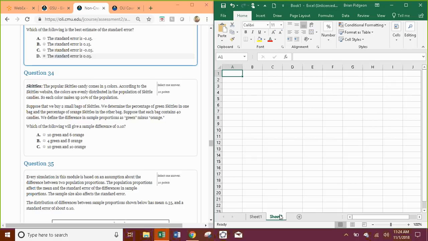So they buy 2 small bags of Skittles. We determine the percentage of green Skittles in one bag and the percentage of orange in the other. Suppose that each bag contains 40 candies. Which of the following give a sample difference of 0.1?